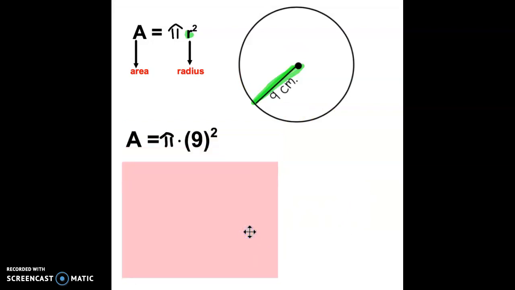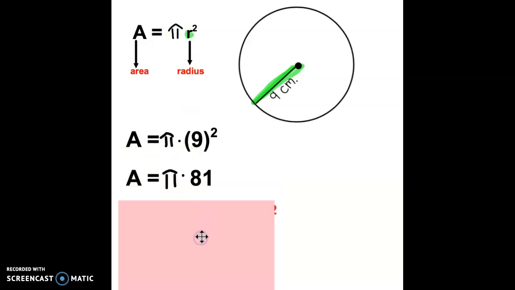So what we're going to do is we're just going to substitute in 9 for the radius. So A equals pi times 9 squared. Simplify that, we get A equals pi times 81. And now I want you to put this into your calculator. You can use your phone calculator. That's what I did to solve the problem.